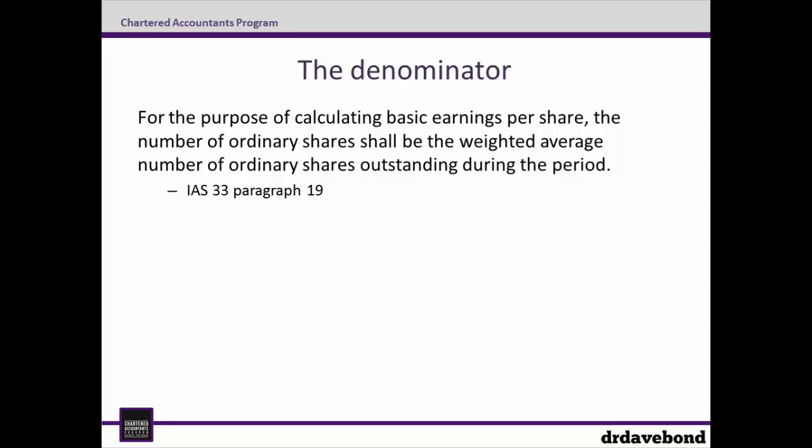Now that we've dealt with the numerator, it's time to move below the line and check out how we calculate the denominator. Paragraph 19 tells us that, for the purpose of calculating basic earnings per share, the number of ordinary shares shall be the weighted average number of ordinary shares outstanding during the period. But depending on how the shares were issued, it's not quite as straightforward as that.